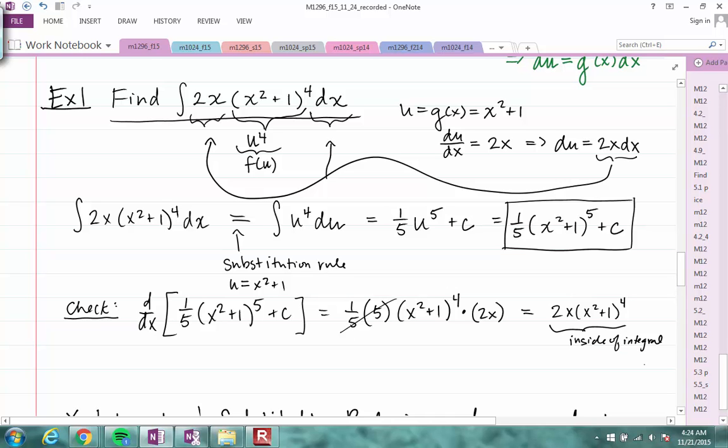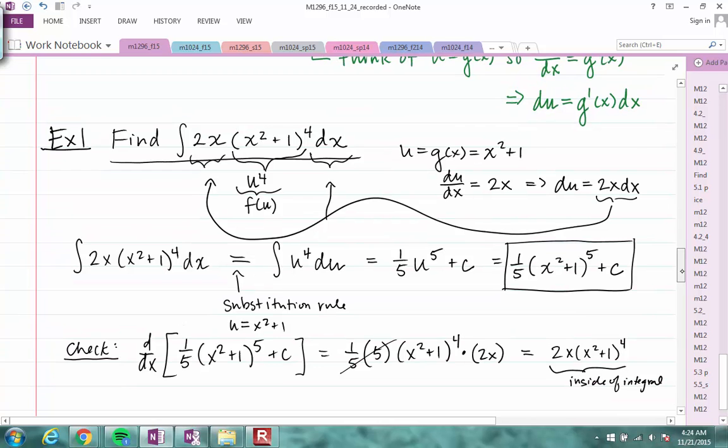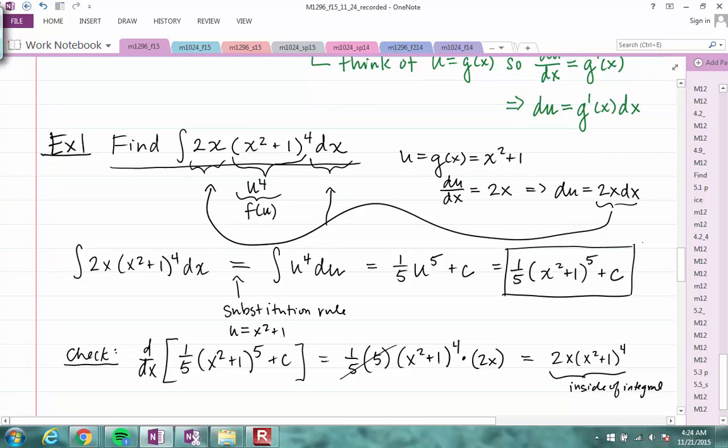So maybe you would be able to do this without the rule by noticing, hey, this is kind of like the answer to a chain rule problem. And that's kind of what the substitution rule is doing. It's sort of undoing the chain rule. So if you notice that without using the substitution rule, that would be okay.